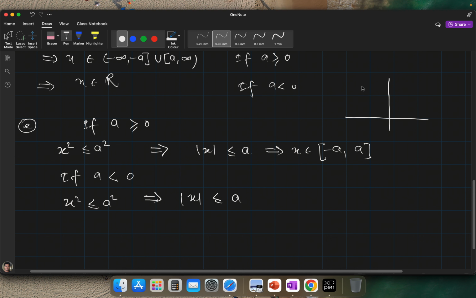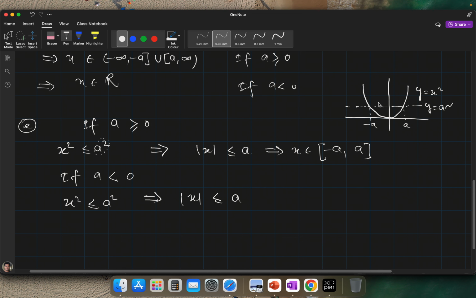So this is the y equal to x square graph. Now since a is positive, this y equal to a square will always be above the x-axis. So this is the line y equal to a square, and you can see that these points are nothing but x equal to minus a and x equal to plus a. Now I am asking what is the solution for x if x square is always below a square. So where is the set where x square is below y equal to a square?